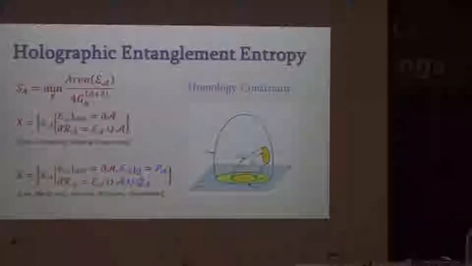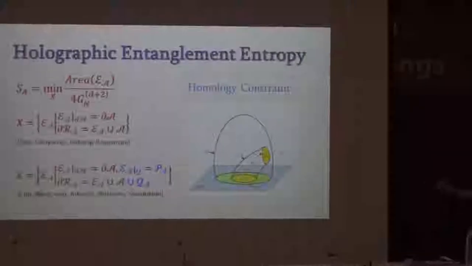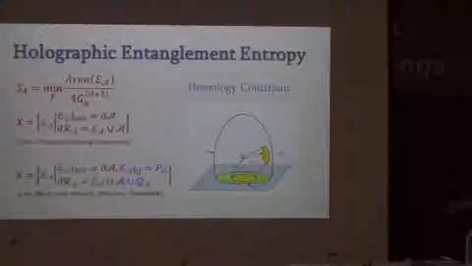Okay. So that's the original proposal for this holographic entanglement entropy. But right now we have the boundary Q. So our minimum surface can extend to the boundary Q. So like that. It's not only this small region. We can extend it to the Q.